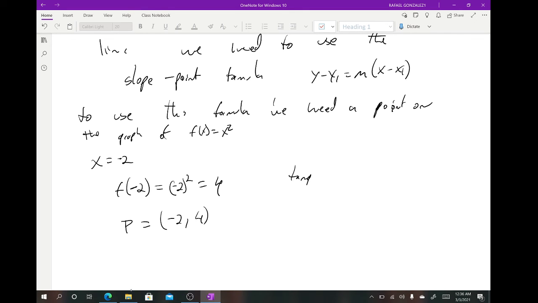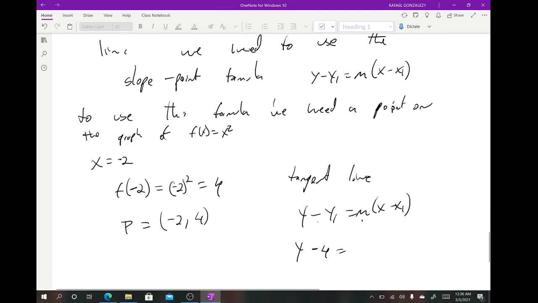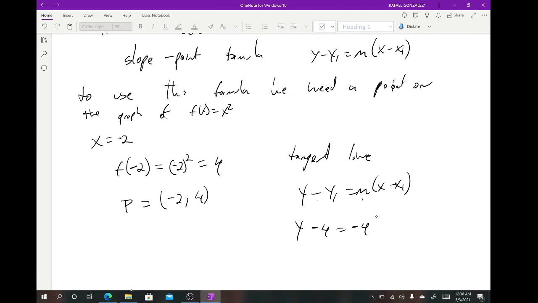So the tangent line is going to be y minus y1 equals m times x minus x1. It's always good to rewrite it. It helps you memorize it. My y1 is 4, my x1 is -2. So I have y minus 4 equals m. Remember, m was the slope that we found up here, and that slope was also -4. So equals -4 times x minus, and then we have -2 for x, so -2.